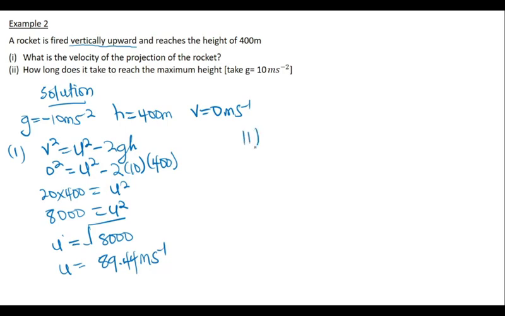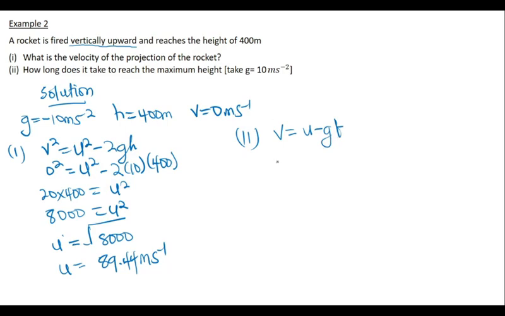Now let's look at the second aspect. How long does it take to reach the maximum height, which means the time taken to reach the maximum height? All right, let's go and look at that. So how long does it take to reach the maximum height? So we have V is equal to U minus GT.